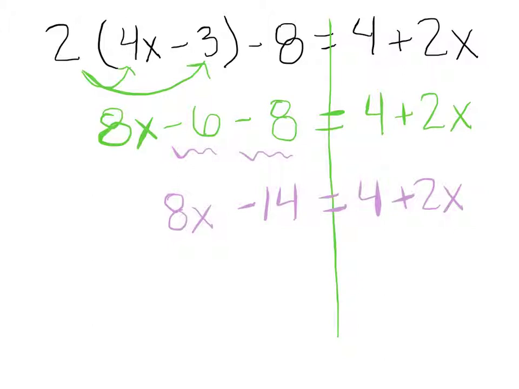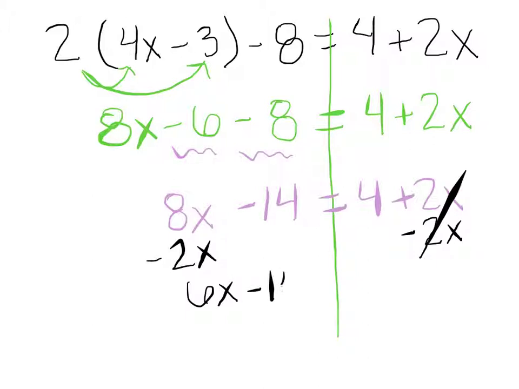We're ready to move. I'm going to move the 2x. I'm going to subtract 2x. That way they get undone. And I have to also subtract 2x from the other side to keep it balanced. So 8x minus 2x is 6x. Now we're ready for our do and undo, and we can go ahead and undo minus 14 by adding 14.